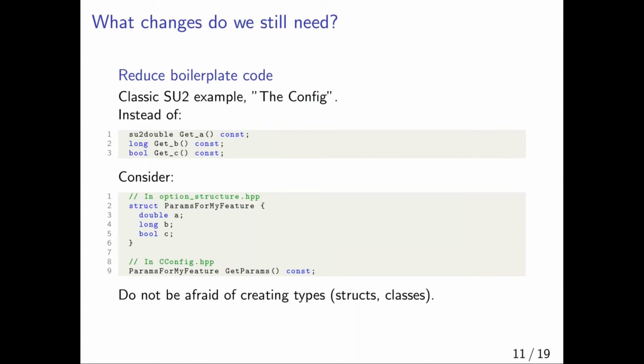Another area where we have a lot of this boilerplate is dconfig, where we tend to have a lot of small methods just to get scalar values. So if you're developing a new feature, you could, for example, consider having a specialized type to condense all the parameters of your feature, and then return that as a single method, which makes things a little bit more concise and easier to follow. Types are a main tool of C++, and do not be afraid of creating new types and structs and classes and so on.